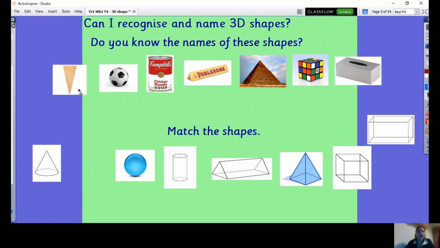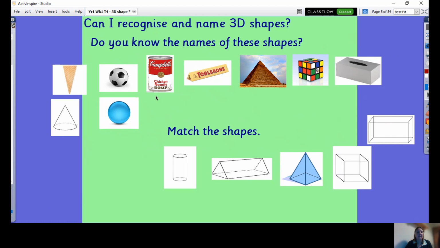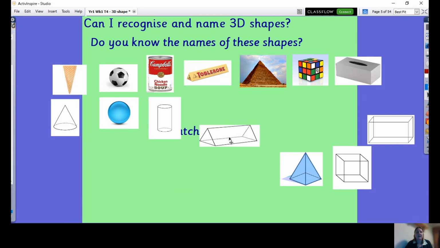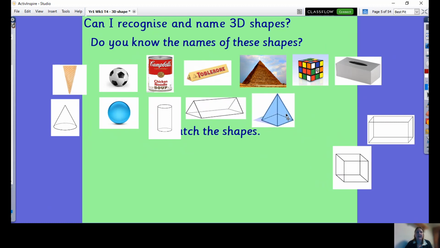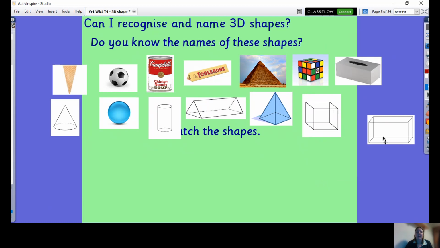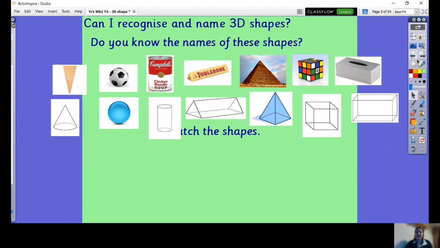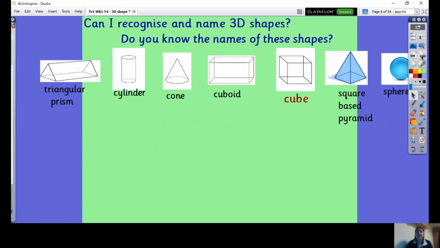So we've got a cone here. So I'm going to match my cone and my cone. This is a sphere. Okay, this is a cylinder. We've got a triangular prism. We've got a pyramid, or sometimes some people might say square-based pyramid. We've got a cube, and we've got a cuboid. Okay. So it's just sort of beginning to think about those names. You may know some of those names already.